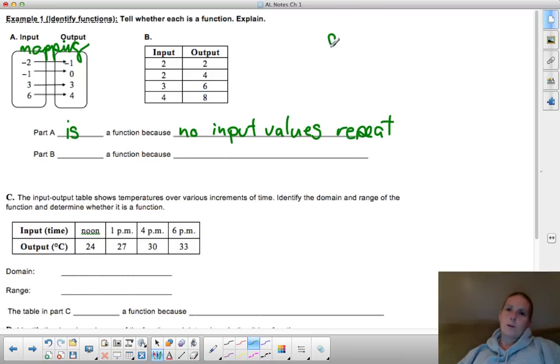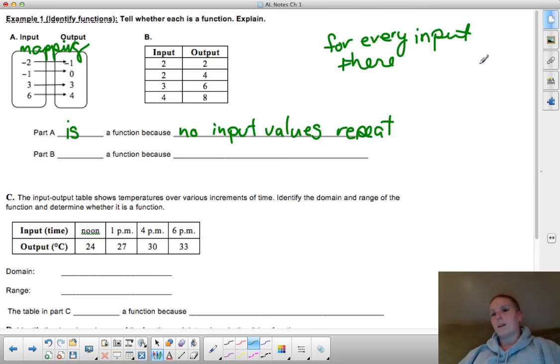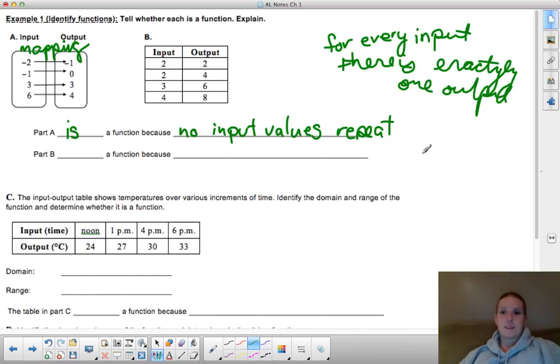I think I'm going to write that one down as well. I'll put it in green so we know it goes together. For every input, there is exactly one output. I don't think output got written very nicely. The computer can't seem to keep up. There we go. For every input, there is exactly one output.